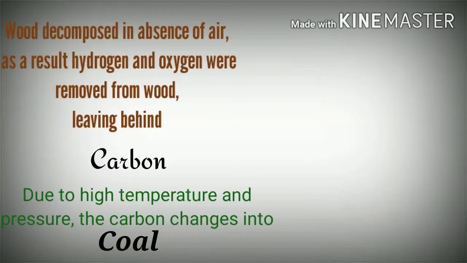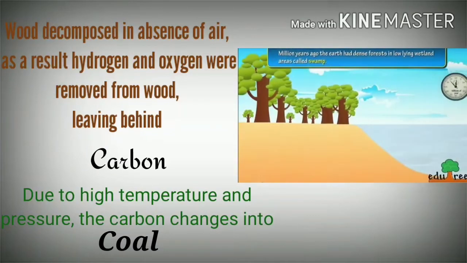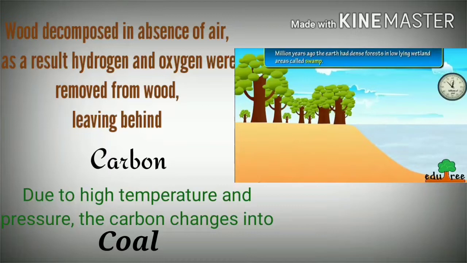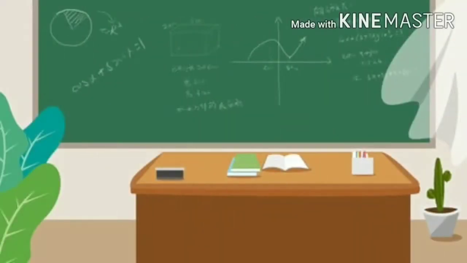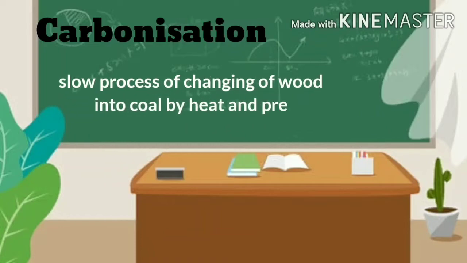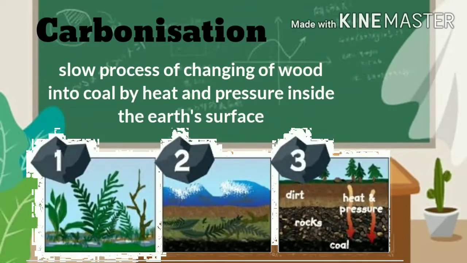It's formed by decomposition of wood of the trees and plants in the forest, which got buried in the earth's surface millions of years ago. This method is called carbonization: the slow process of changing of wood into coal by heat and pressure inside the earth's surface is called carbonization. Or in one sentence, if you want to answer it, the process of conversion of wood into coal is called carbonization.